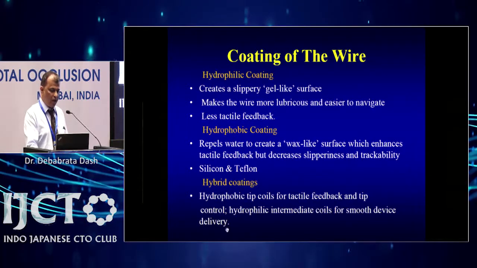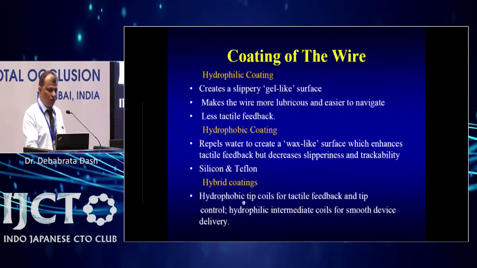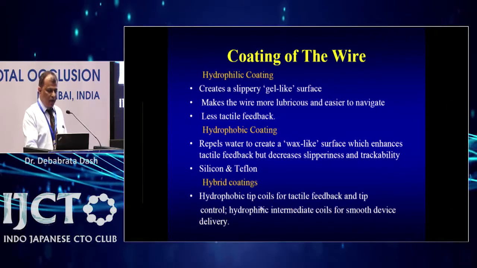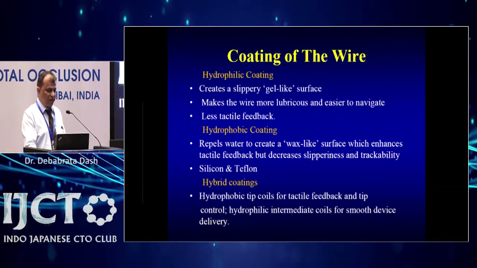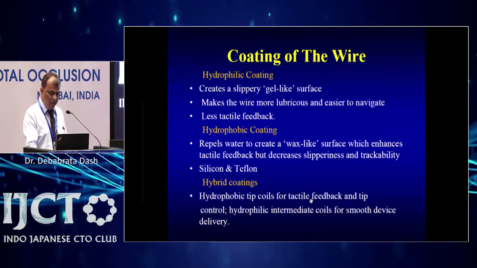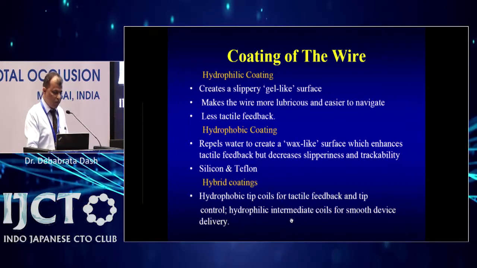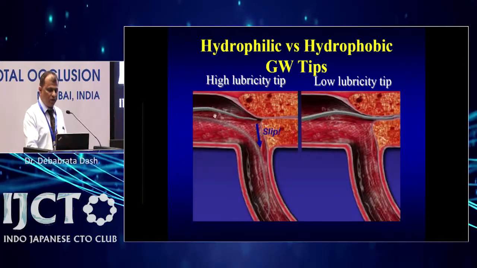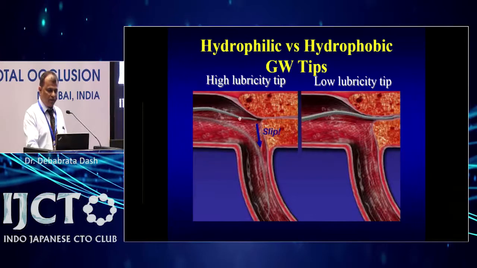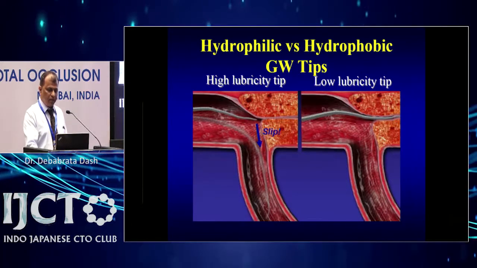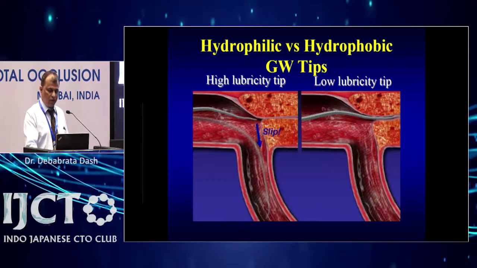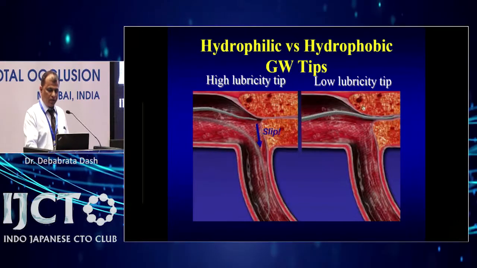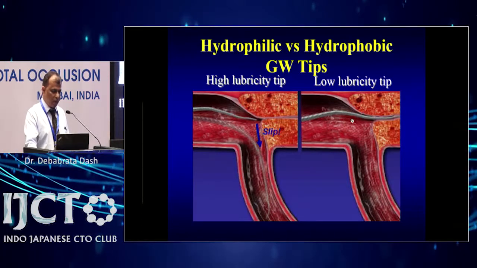Some hybrid coating is there, like Conquest Pro, where the tip is hydrophobic for better tactile feedback and the rest of the body is hydrophilic for smooth device delivery. As you can see in this picture, the polymeric wire slips to the side branch, but the hydrophobic wire goes into the true lumen, avoiding the side branch.